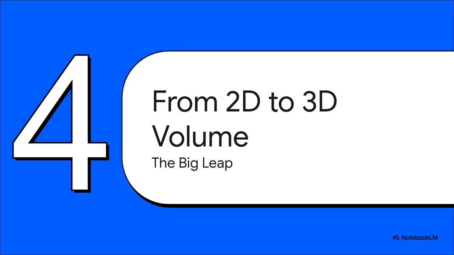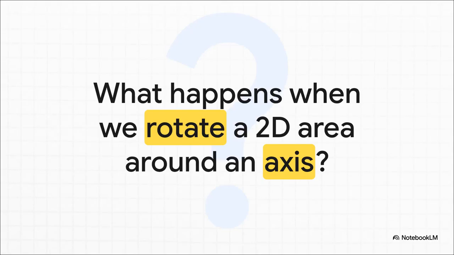And now for the really amazing part. So far, we've been working in a flat, 2D world of areas. But with one simple twist, integration can launch us right into the third dimension, volume. Take that same 2D area we just calculated. Now imagine grabbing it and spinning it a full 360 degrees around the x-axis, just like this. As it rotates, it carves out a solid three-dimensional shape. This thing is called a solid of revolution, and believe it or not, we can find its exact volume.